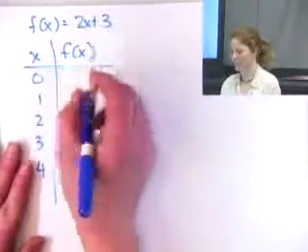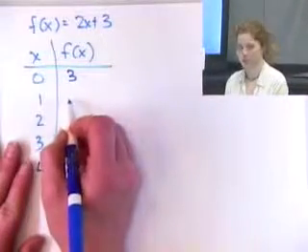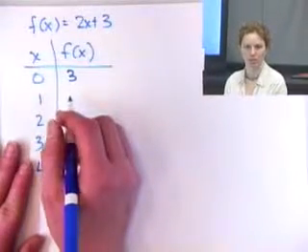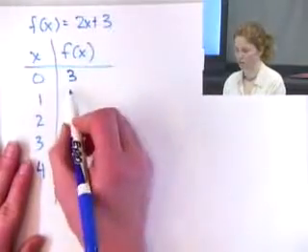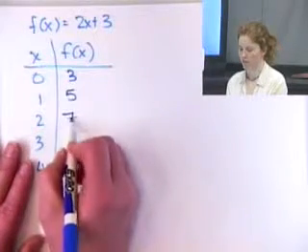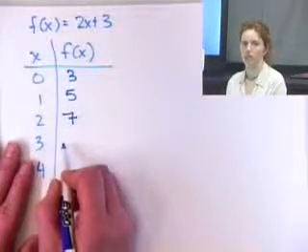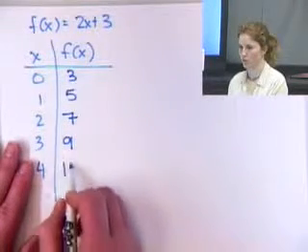Okay, so this is 2 times 0 plus 3, which is going to be 3. 2 times 1 plus 3. I was totally doing a recursive definition. Okay, so 2 times 1 is 2 plus 3 is 5. 2 times 2 is 4 plus 3 is 7. 2 times 3 is 6 plus 3 is 9. 2 times 4 is 8 plus 3 is 11.